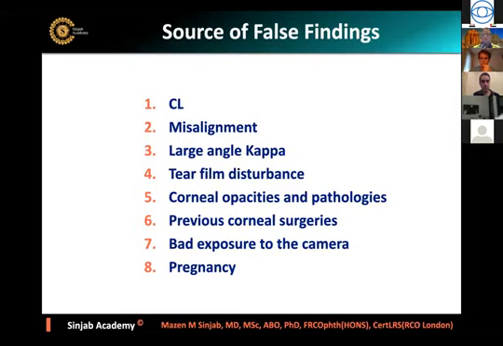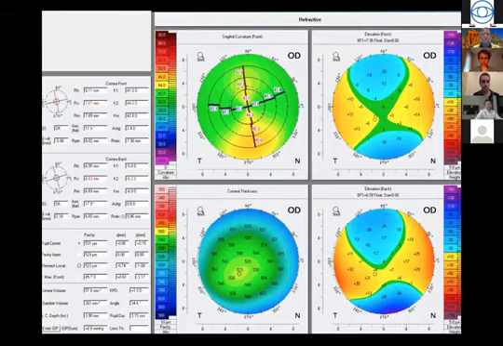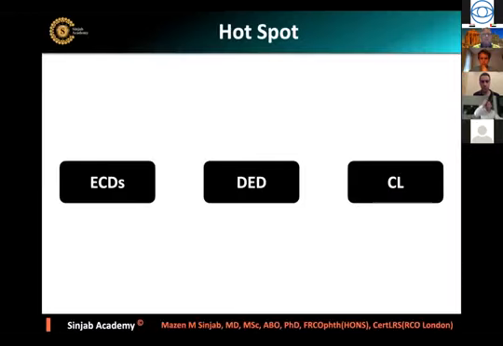Now, if we exclude all of these things, then we can think about the ectatic corneal diseases. We shouldn't think about ectatic corneal diseases and exclude the candidate from refractive surgery before we exclude such sources of false findings. Now, what are the features in the epithelium, in the stroma, and on the posterior corneal surface that can help us in differentiating these entities from each other?